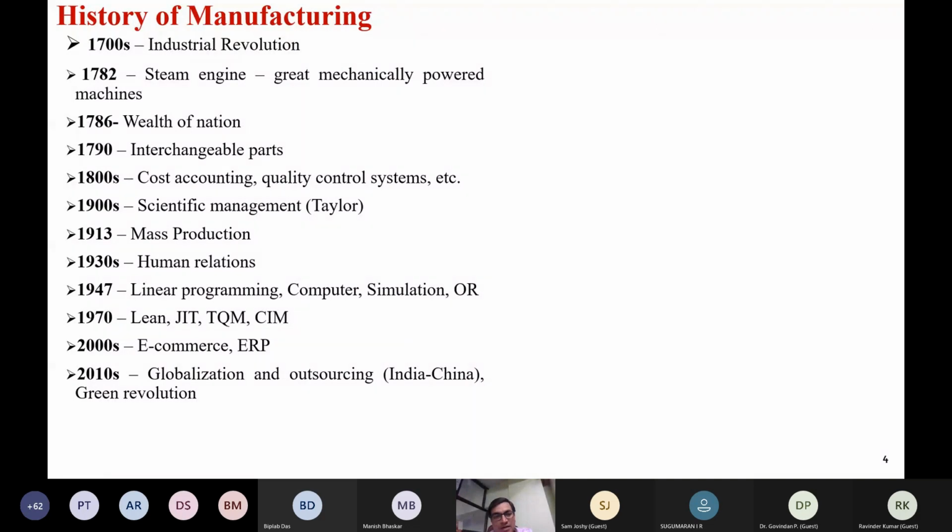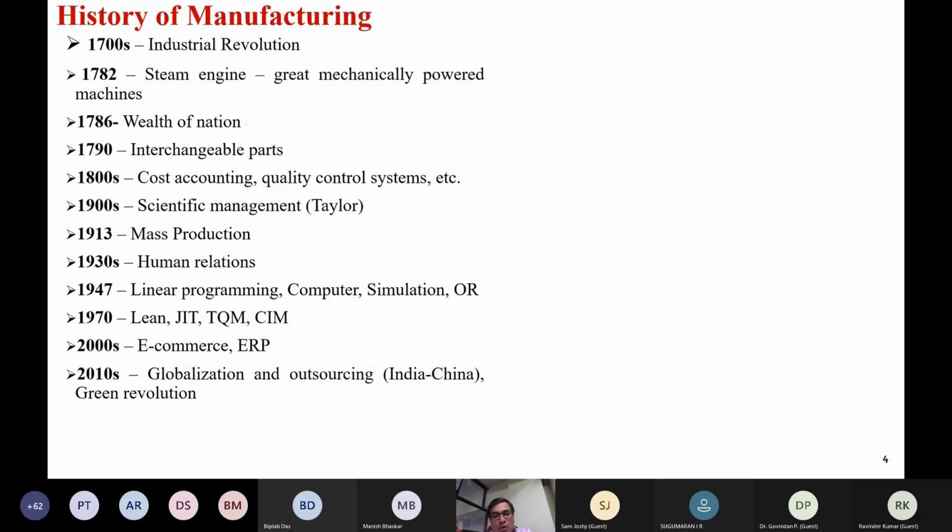Then in 1786, the wealth of the nation. People thought that manufacturing contributes to the wealth of the nation. In that way, the importance of manufacturing increased in that particular era. Then further, in 1790, interchangeable parts were introduced in manufacturing, meaning people thought that parts should be interchangeable. In that way, evolution meant some further steps had been taken.